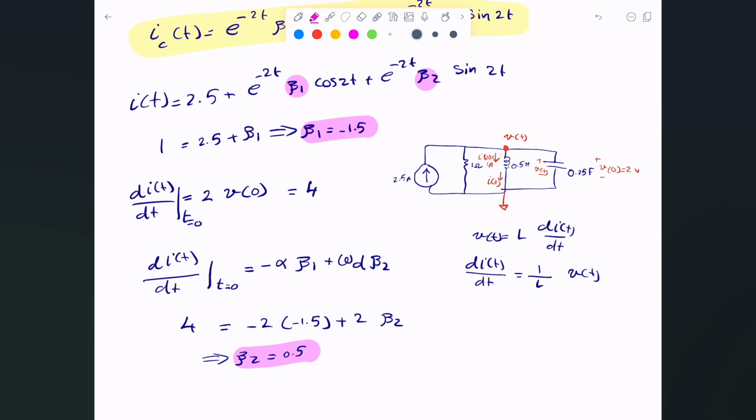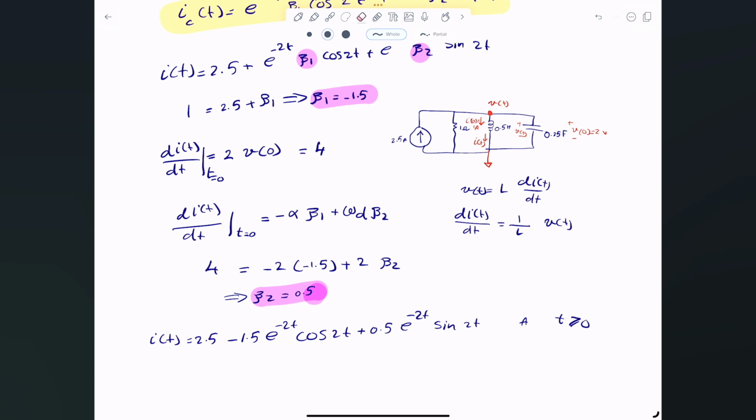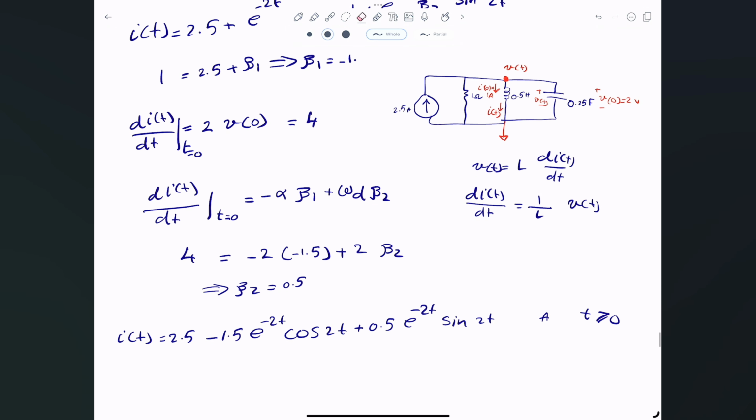Okay, so now what we have to do is just combine everything together. I of t is simply 2.5 plus beta 1, which is negative 1.5, e to the negative 2t cosine 2t, plus 0.5 e to the negative 2t sine 2t, and that's in amps for t greater than or equal to 0. So that's basically what we've been looking for. That is the current through the inductor.